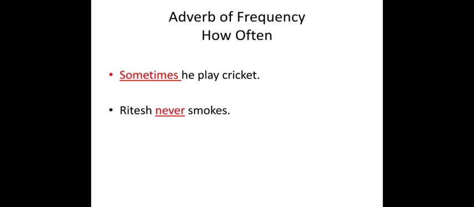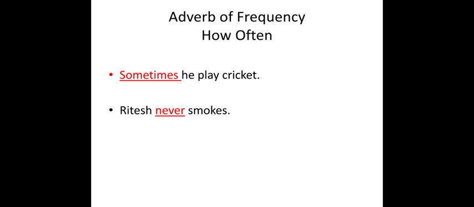Adverb of frequency. Now here, adverb of frequency means it tells us how often an action is performed. Okay, how often or the frequency of the action taking place. For example, sometimes he plays cricket. Now here the word sometimes is telling us the frequency of the action. So how many times does he play cricket? Sometimes.